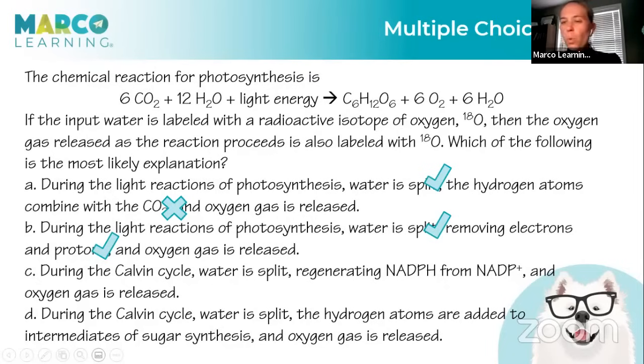So during the Calvin cycle, water split. That didn't happen. Regenerating NADPH from NADP+. That didn't happen. And then the oxygen gas is released. No. Hydrogen atoms are added to the sugar. No. Oxygen gas is released. Nope. So we know the only logical answer we have here is B, right? During light reaction photosynthesis, water gets split. We talked about that. Photolysis. It's in photosystem 2. We split the water. It releases those electrons so that the photosystem 2 will get its electrons back, which is going to end up releasing those hydrogens, making our oxygen.